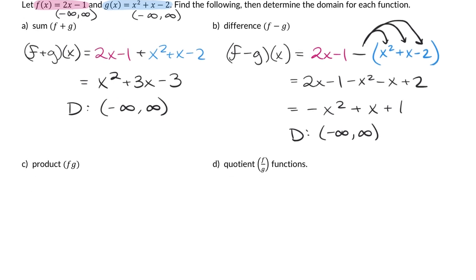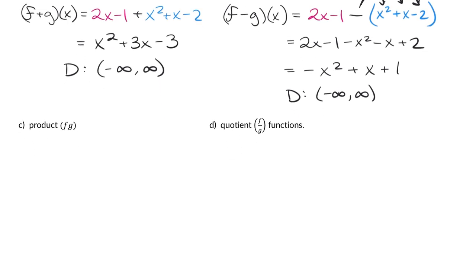When we are doing the product, notice that f and g are smushed next to each other. That means that we are multiplying. What we are going to do for f times g of x is take those two functions and smush them next to each other. So we're doing 2x minus 1 multiplied by x squared plus x minus 2. Notice that they are smushed next to each other, and to keep it from looking like just a jumble mess, I'm going to put them both in parentheses.